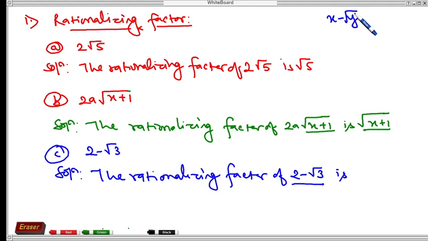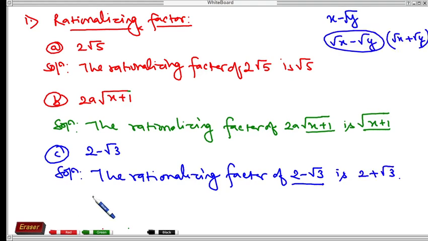You have to remember that we have to consider the sign, so 2 plus root 3. Let me check other options to make it clear.